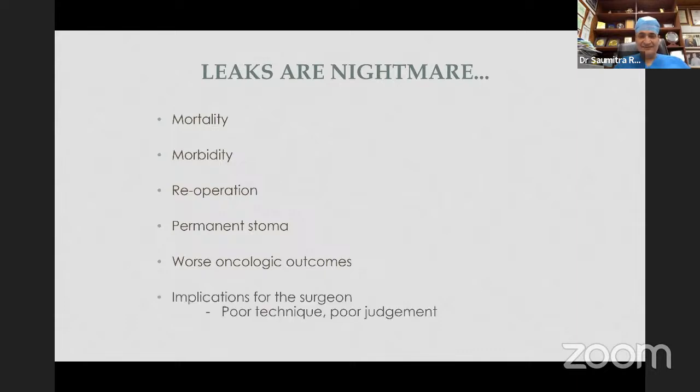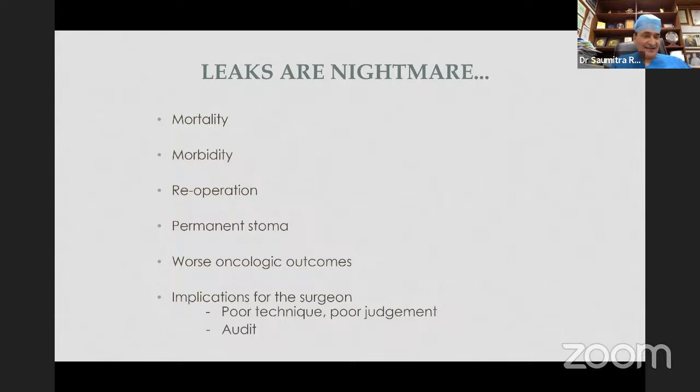And the more important implication for the surgeon is whether they are using poor technique or poor judgment, as we were discussing now. If you are doing an anastomosis on a patient whose nutrition is poor, whose hemoglobin is low, and who is on steroids, this is poor judgment.